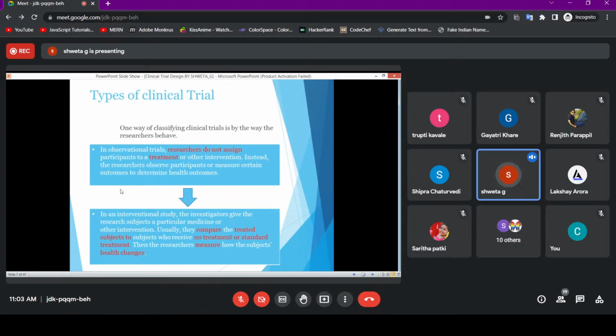This is just the observational type of study. We are not giving any treatment, we are not giving any drug, it's just by observation. And in an interventional study, we do the comparison. In an interventional study, the subject is given a test drug. One group will be getting a test drug. That test drug will be compared with no treatment or standard treatment. So in the study, we mainly do the comparison of the active drug with the placebo or with no treatment. Clear?